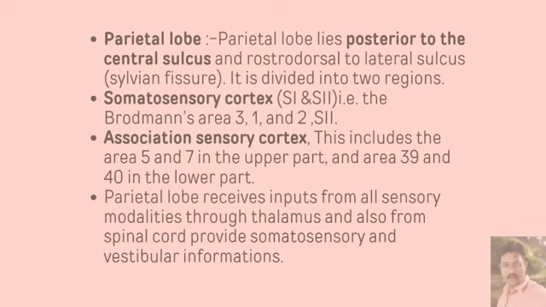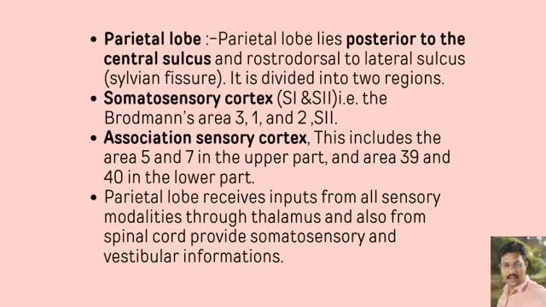Parietal lobe lies posterior to the central sulcus. It has 2 parts: the primary somatosensory cortex S1, area 3, 1, and 2, and S2, the association sensory cortex, which includes area 5 and 7, area 39, and 40. Parietal lobe provides somatosensory and vestibular functions.